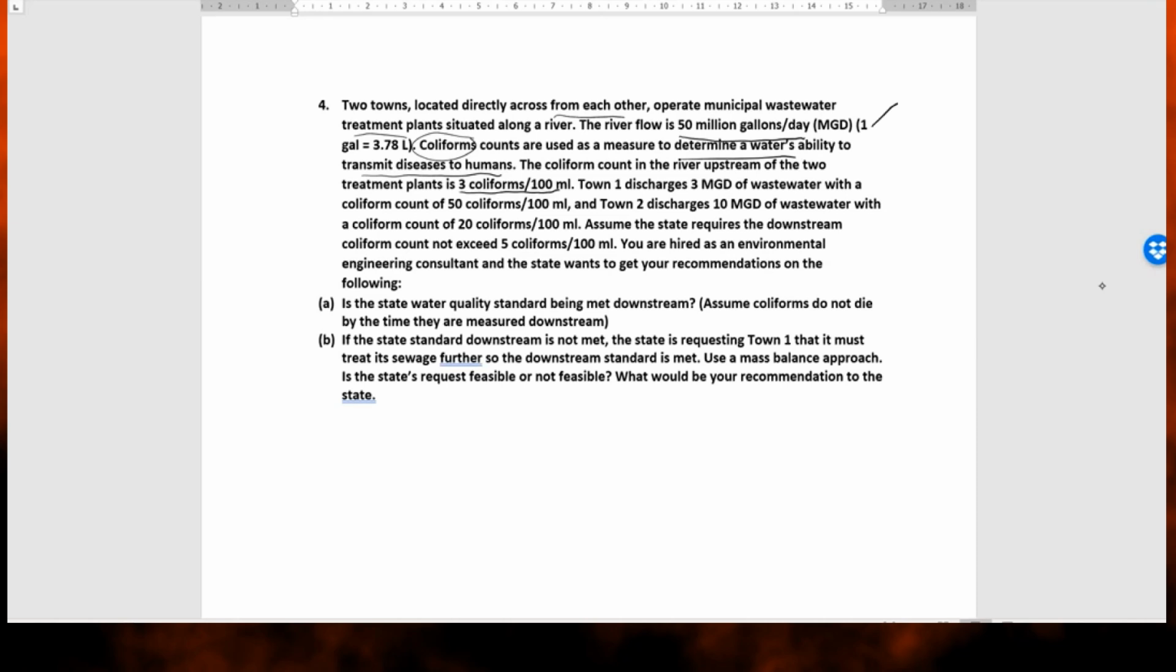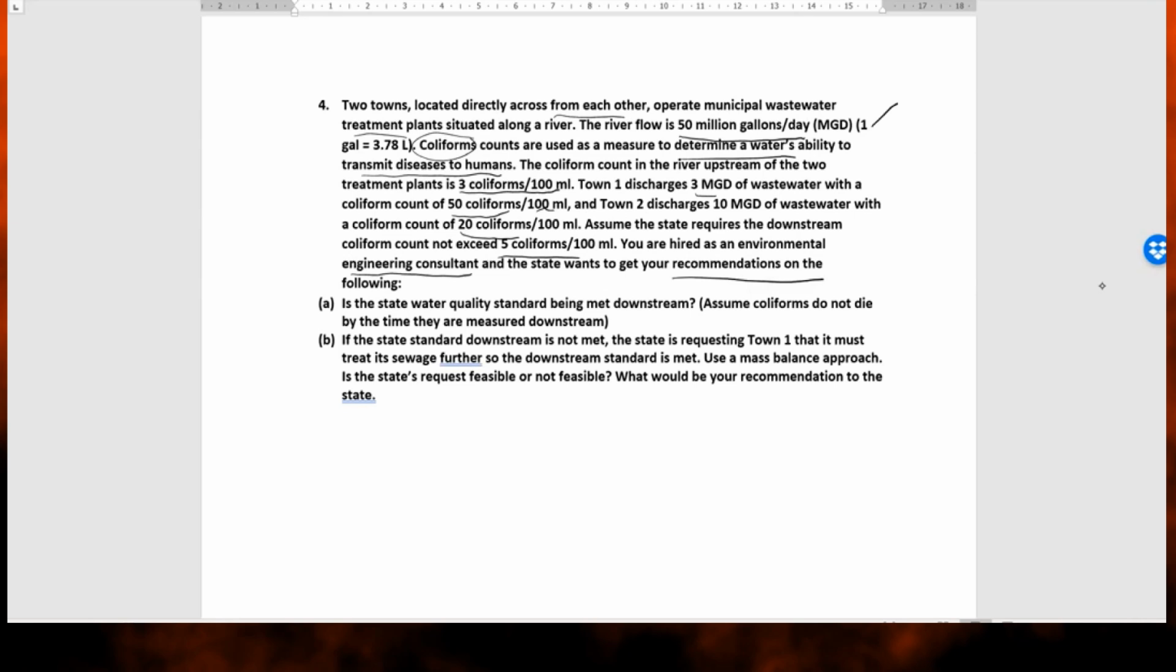Town 1 discharges 3 million gallons per day of wastewater with a coliform count of 50 coliforms per 100 mL. And Town 2 discharges 10 million gallons per day of wastewater with a coliform count of 20 coliforms per 100 mL. Assume the state requires the downstream coliform count not exceed 5 coliforms per 100 mL. You are hired as an environmental engineering consultant, and New South Wales wants your recommendations on the following.